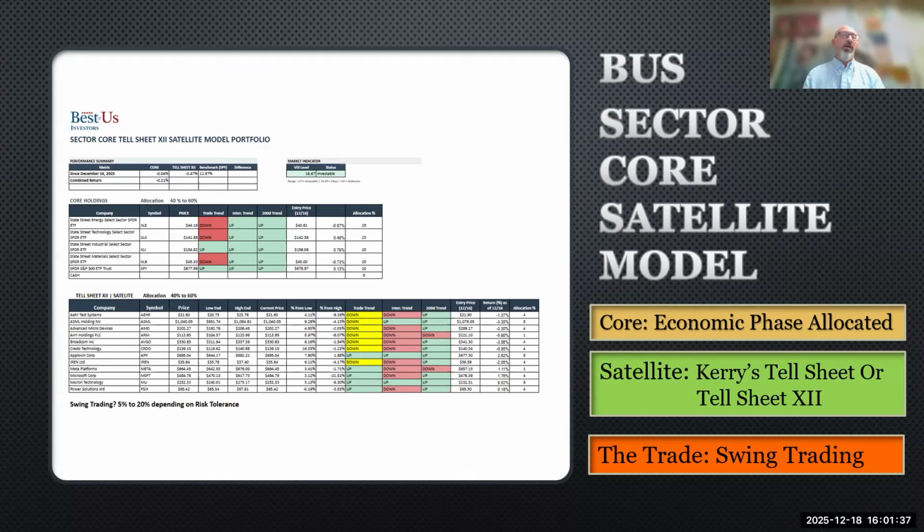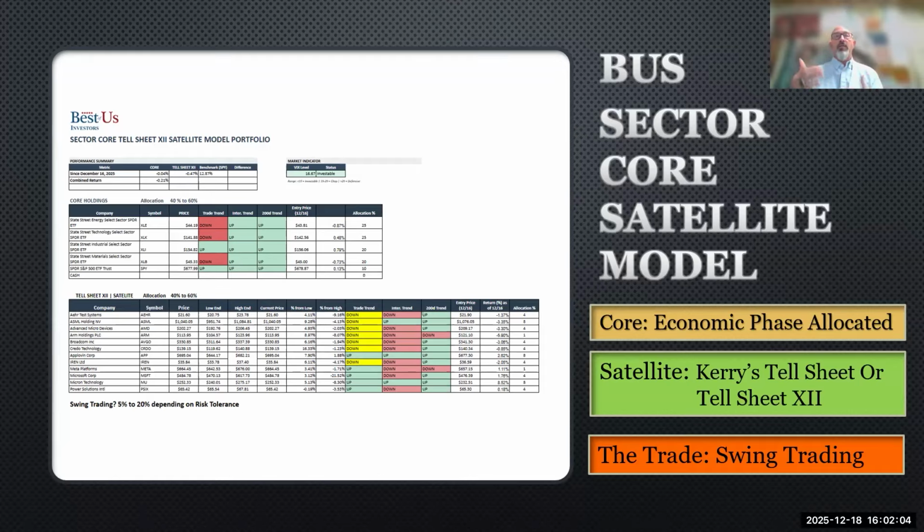And then I want that alpha. I want that boost because maybe I'm wrong. Maybe the market is going to run for another 3 to 4 months, maybe another year. So I want that alpha element to it. And that's where I couple that with the Tell Sheet 12. Now, you could take that 40 to 60% in the alpha generator and use Kerry's stock ideas and go through his tell sheet and pick his best picks and allocate that way.